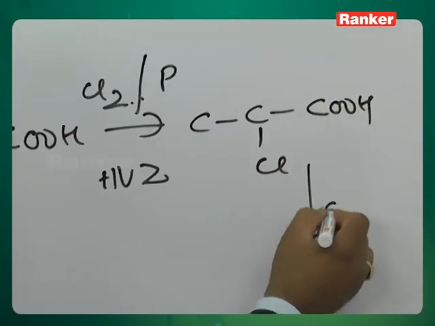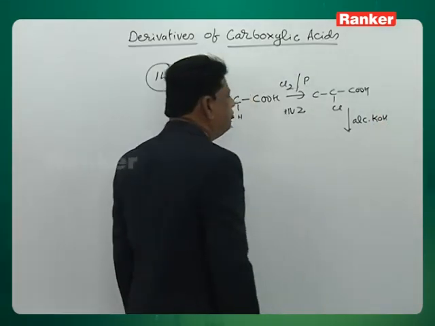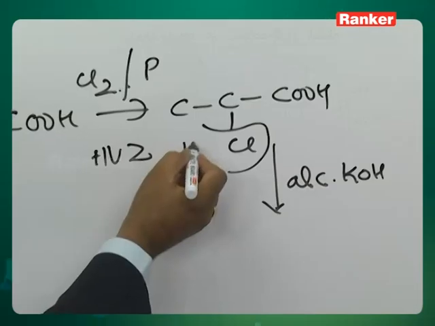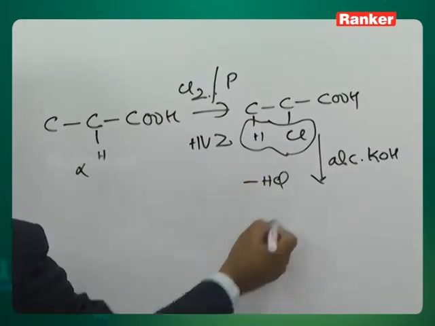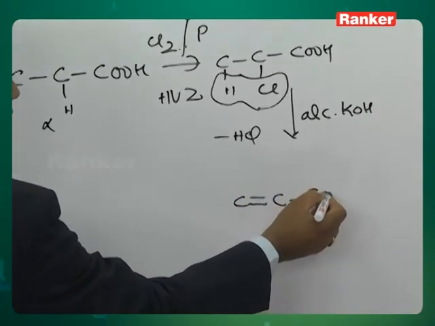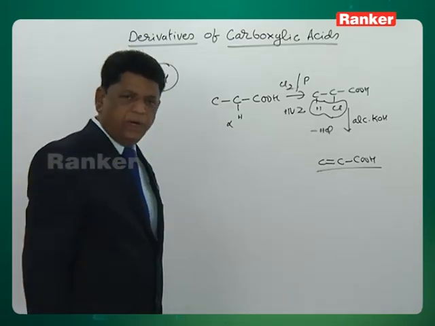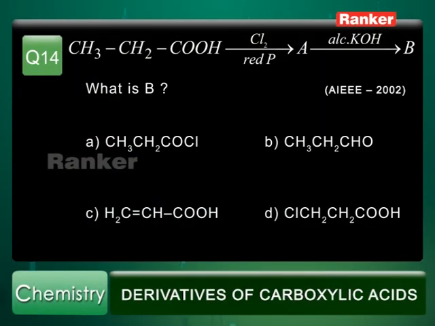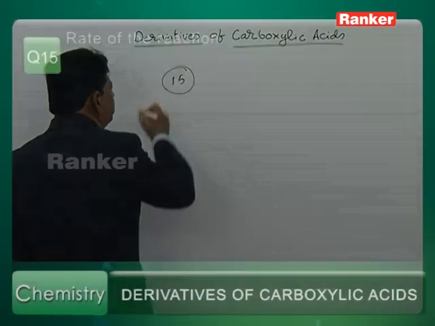then followed by alcoholic KOH. This is a strong base which eliminates the Cl. Hydrogen on that side is not there, only this side is available, so therefore HCl will be removed, minus HCl. Therefore an alpha beta unsaturated carboxylic acid, also commonly known as acrylic acid, which is nothing but the carboxylic acid containing ethylene, is formed. That is option C, the right answer. So let's go to the 15th question.